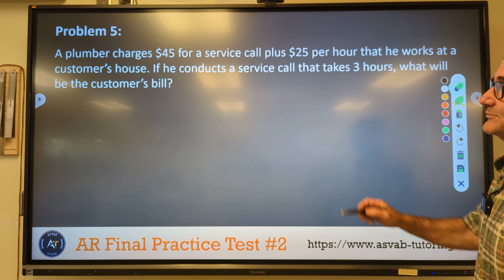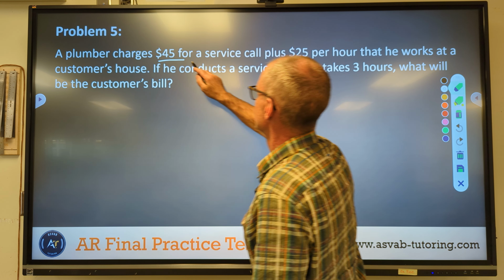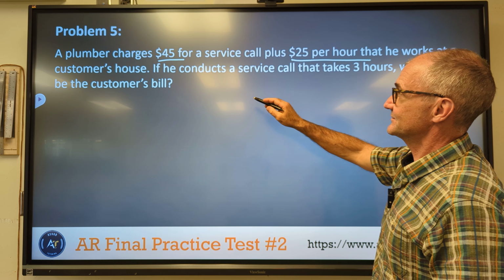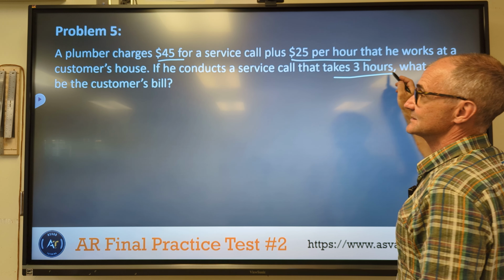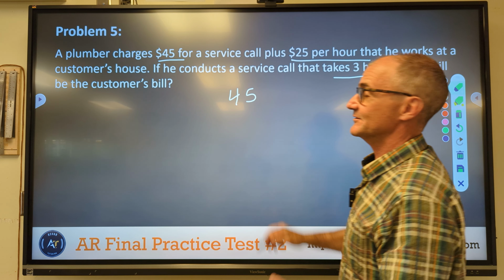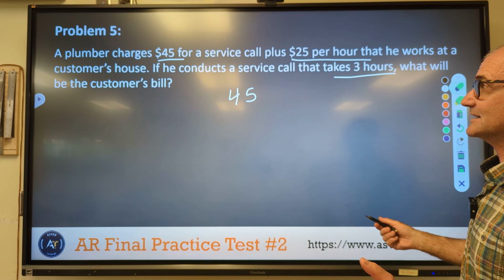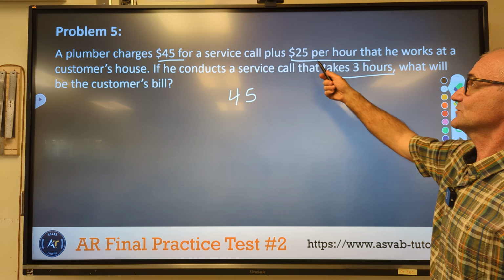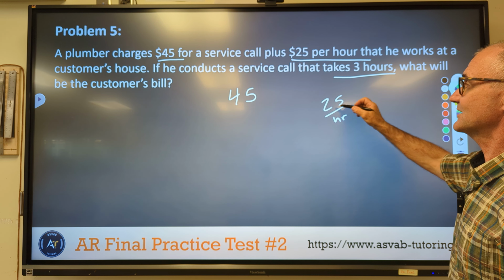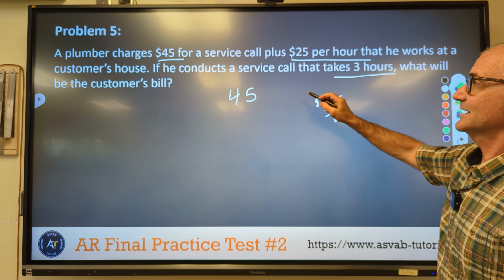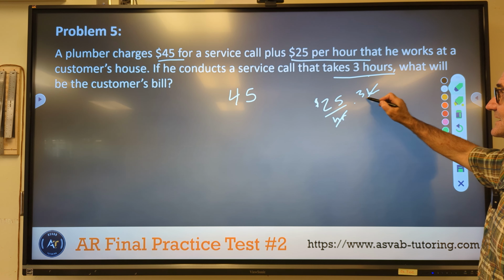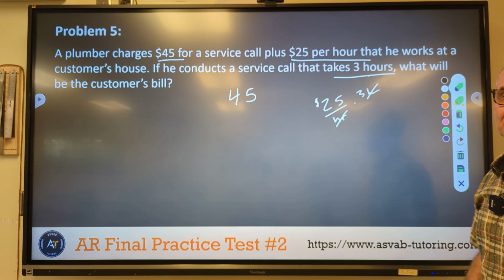Problem number 5. A plumber charges $45 for a service call plus $25 per hour that he works at the house. If he conducts a service call that takes 3 hours, what is the customer's bill? So no matter what, he has to charge $45, whether he works a second or not. So that's a flat fee. And then $25 per hour, right? So $25 per hour. And he works for 3 hours. So I just multiply that by 3 hours. Again, my units cancel. That gives me 3 times 25.